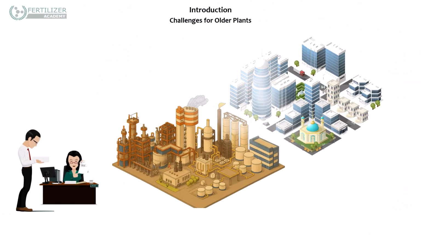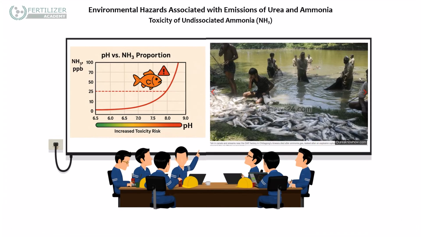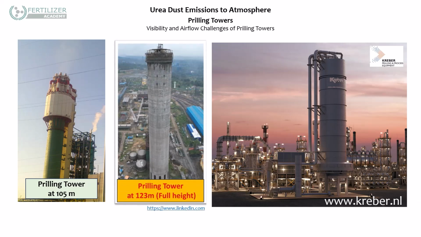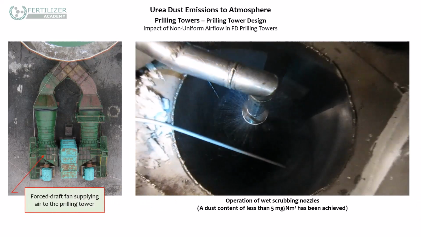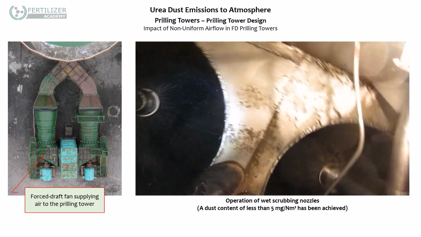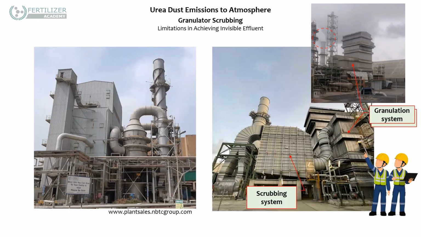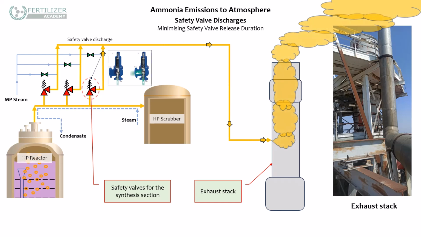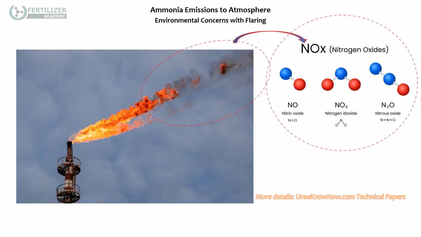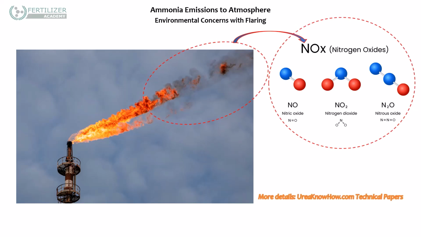Urea production must always comply with strict environmental standards. In this course, you will learn about the impact of pollutant emissions on the environment. You will study methods for cleaning exhaust air from finishing units, focusing on the removal of dust and ammonia to ensure compliance with environmental requirements. We will explore practical methods to reduce ammonia emissions into the atmosphere and discuss whether flaring is an acceptable option.